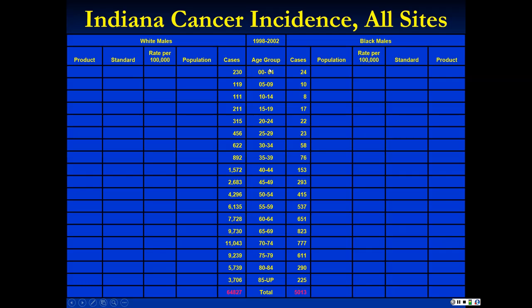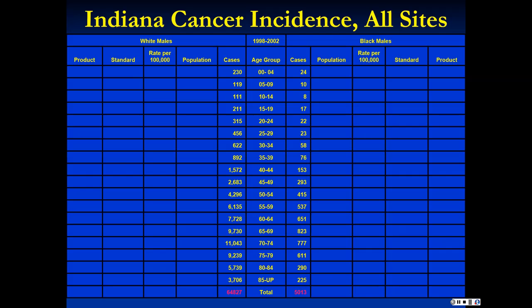And we start with the number of cases in each age bracket. And we see that at the bottom we sum them up, so we can see that in every age bracket there are more cases among whites, more total cases among whites than blacks, at least in the males. And at the bottom we see that there are almost 65,000 cases among white males, but only 5,000 cases among black males. So it's about 13 times as many cases among white males than black males in Indiana during this 5-year period, 1998 to 2002. Count them, that's 5 years.